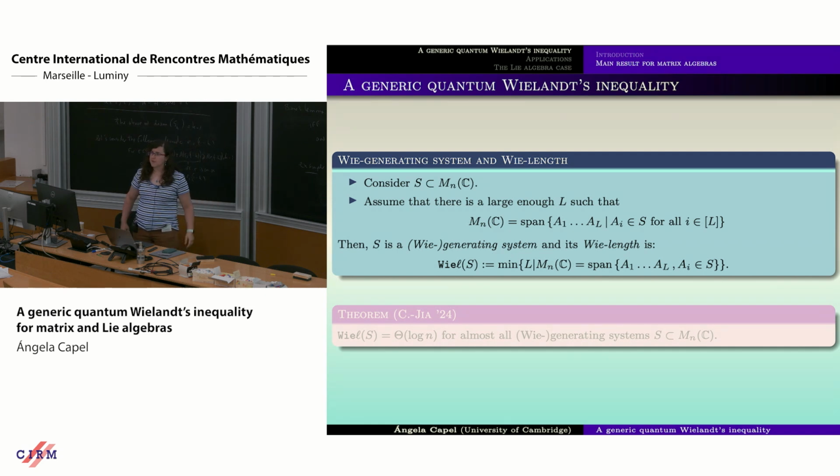Because a generating system for me is a pair of matrices for which I have the guarantee that when I take all the products on them until a certain length, all of them together, I'm spanning the whole matrix algebra. And by Burnside's theorem, for example, we are promised that every time that we are adding a new element in the length of our word, we are always increasing the dimension of the space that we are spanning until we saturate.